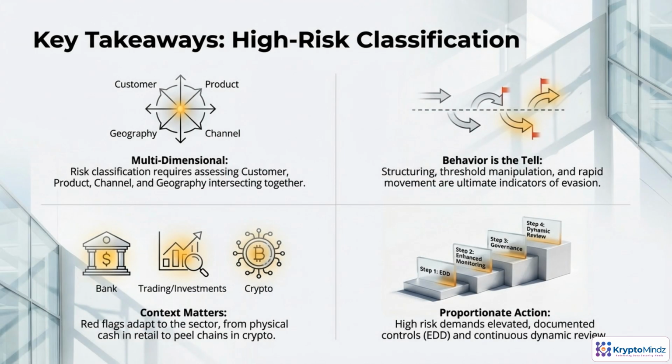High-risk classification is never one-dimensional. You always assess customer, product, channel, and geography together. Then you track behavior. Structuring, threshold gaming, and unexplained rapid movement are your strongest signals. Adapt red flags to each sector, and once risk is high, escalate. Enhanced due diligence, closer monitoring, strong governance, and frequent, well-documented reviews.